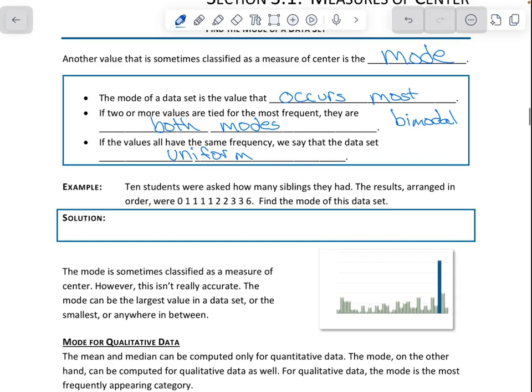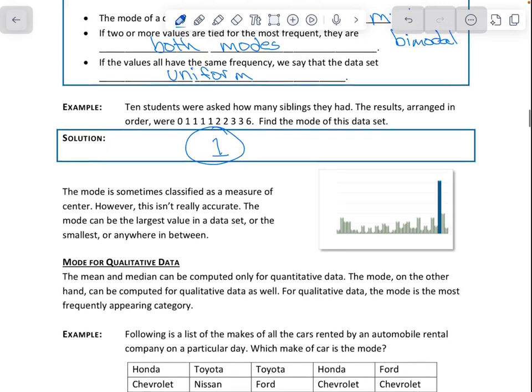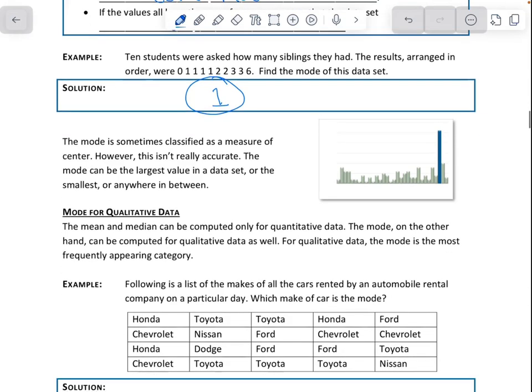So we have 10 students. They were asked how many siblings they had. The results arranged in order is thus. Find the mode. Well, the one that appears the most is 1. Now, the mode is sometimes classified as a measure of center. It's not really accurate. Mode is a lot better for qualitative data.